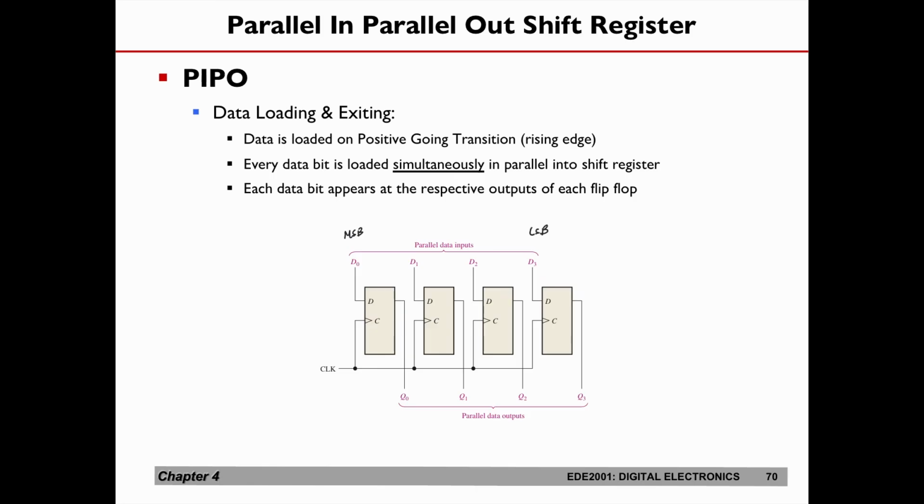So whatever data is at the input of each of the D flip-flops, at the next clock cycle it will appear at the outputs. So this is a very simple circuit. It is just 4 different independent D flip-flops which will load and output the data. So this is the simplest design for the parallel in parallel out shift register. This is the simplest among the 4.